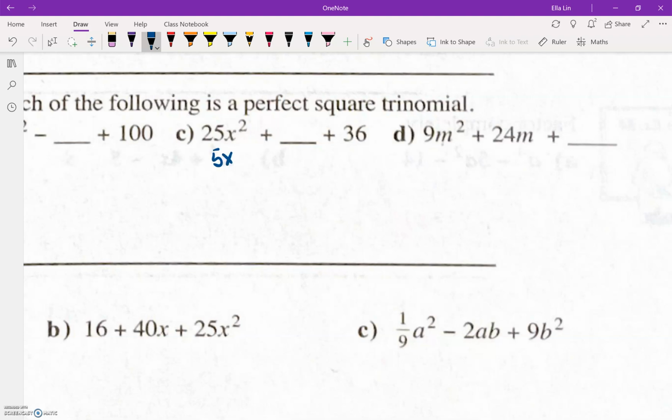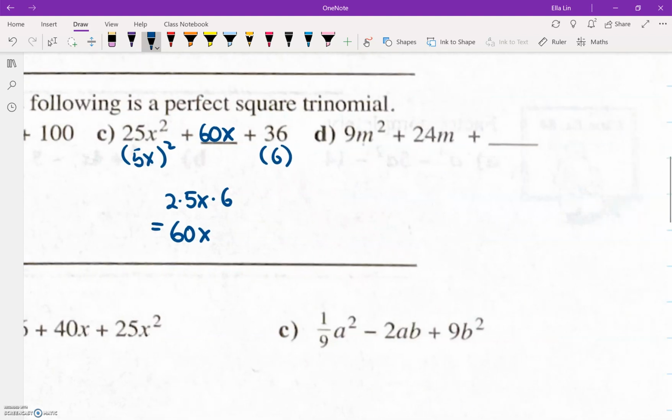Root of my first term is 5x, because 5x squared gives me 25x squared. Root of my last term is 6 here, so I need something that's 2 times 5x times 6. And what does that give me? Well, it gives me 60x. So my middle term must be 60x for it to be a perfect square trinomial.